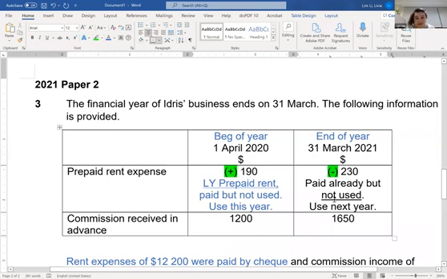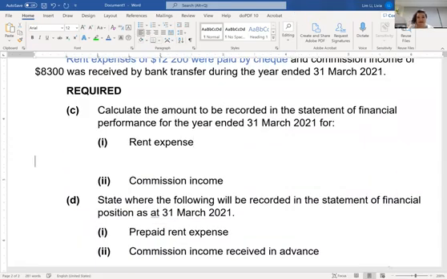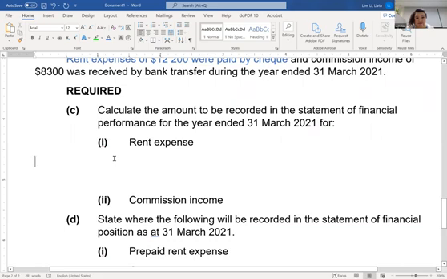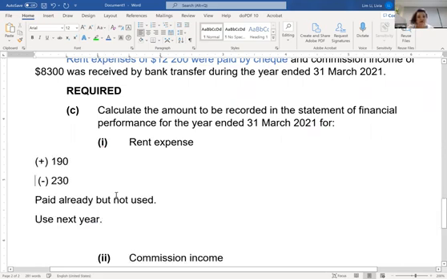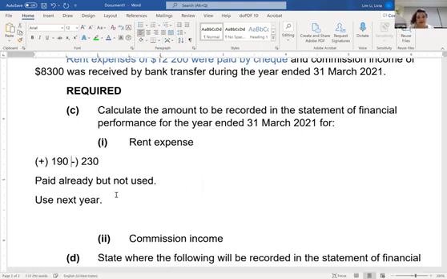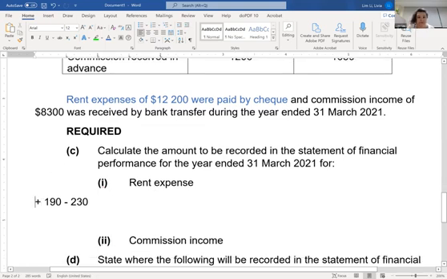And I'm just going to remember these two, and I am going to use them in my answer at the bottom, rent expense over here. I'm just going to paste it in so that I don't forget. So I have 190 minus 230. This is my prepaid rent expense first.